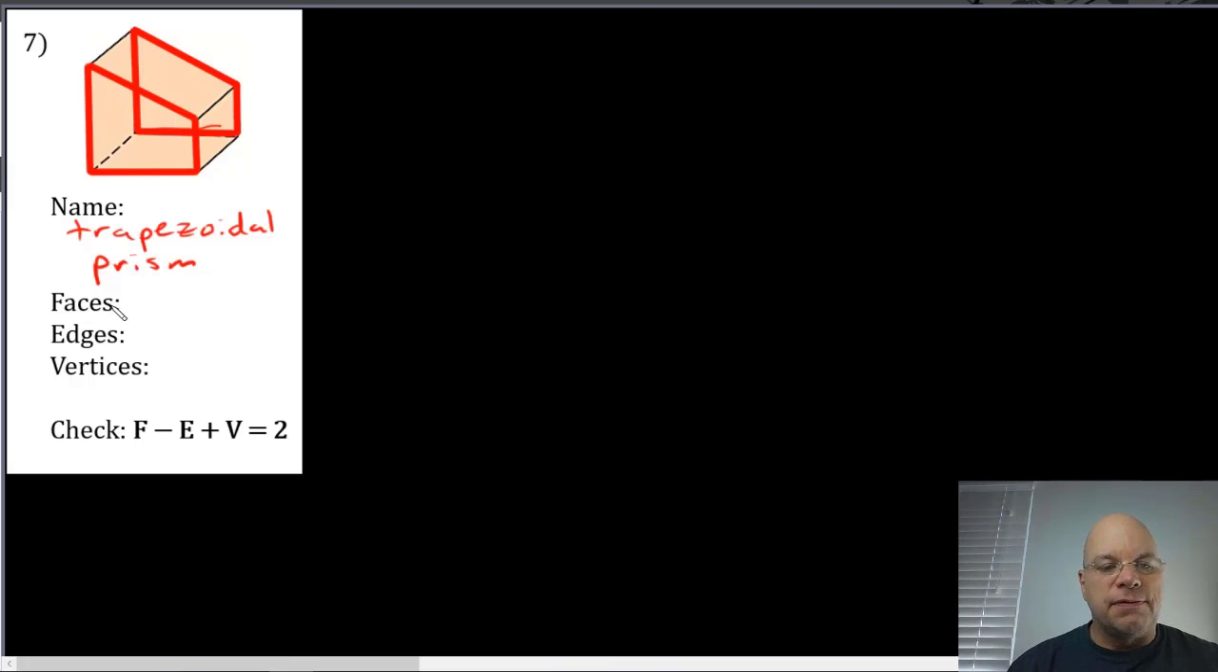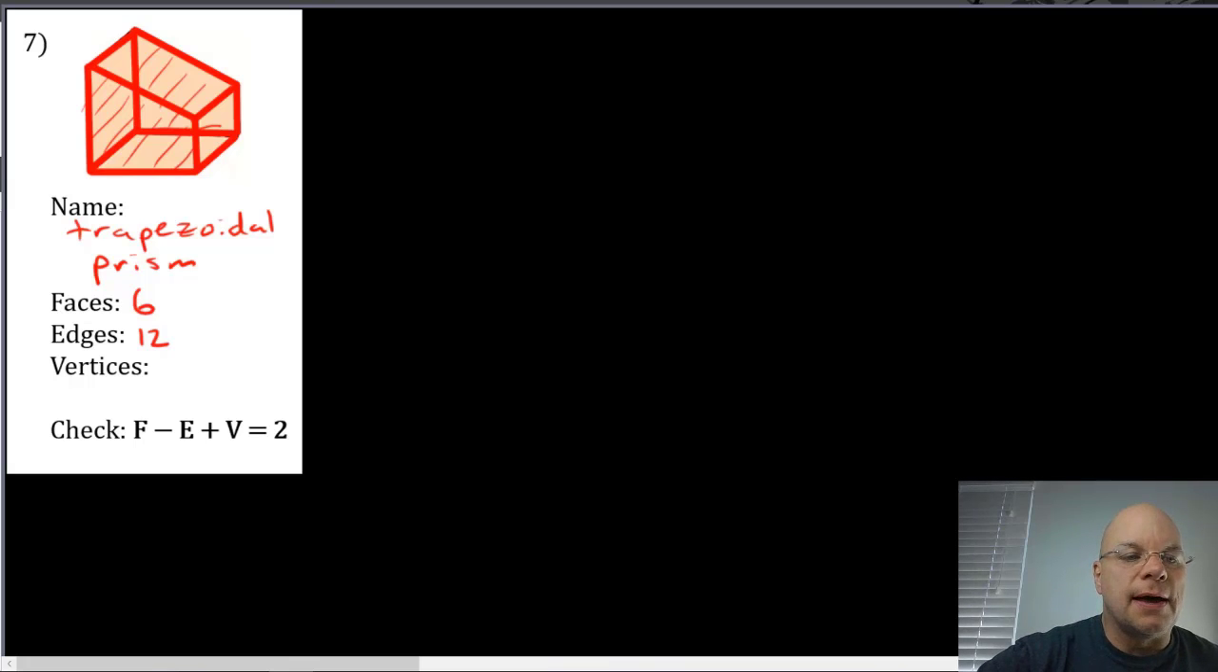We have how many faces? We have to count. Let's see, the two bases are also faces. So we have 2, and then we have 1, 2, 3, 4 other faces connecting the two bases. Because the base is a quadrilateral, we have the 2 bases which are faces. So 2 plus 4 more would be 6 faces altogether. As far as edges, we have 8 that we've identified so far when I outlined the bases. Since both trapezoids are quadrilaterals, we have 8, and then we have 4 more edges connecting these vertices. So we have 8 plus 4, or 12 edges altogether.